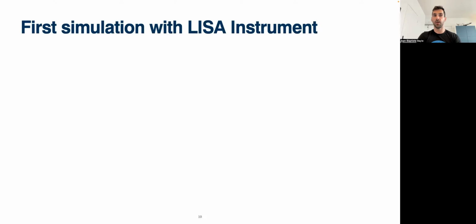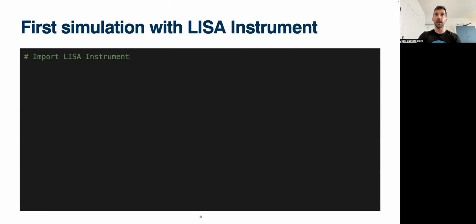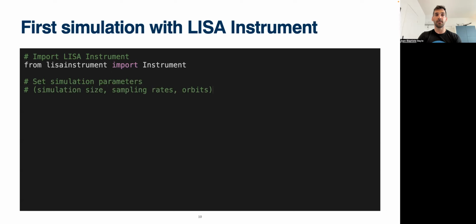So let's see how you run a first simulation with LISA Instrument. As usual, you start by importing the LISA Instrument package. Then you instantiate an instrument object to set the simulation parameters.